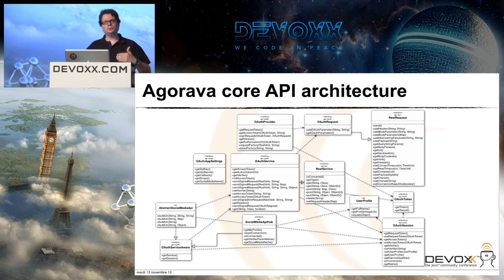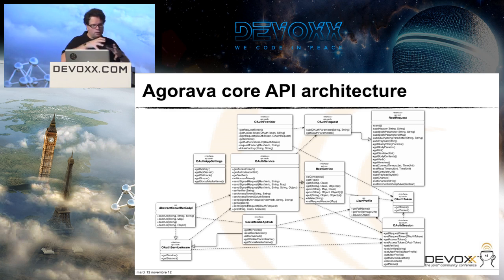Because if we want to build a client with Agorava, it's nonsense, because there are a lot of them outside, and it's not the purpose of the project. But you see that we can build one of those. So we saw the big picture of the architecture before the pause.